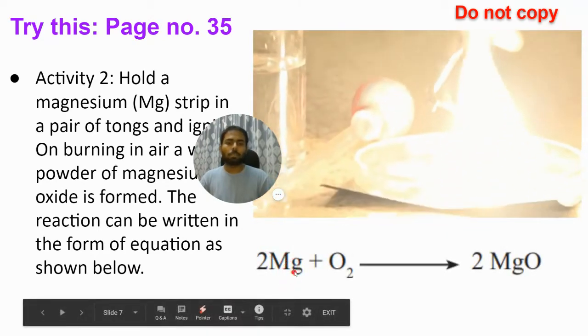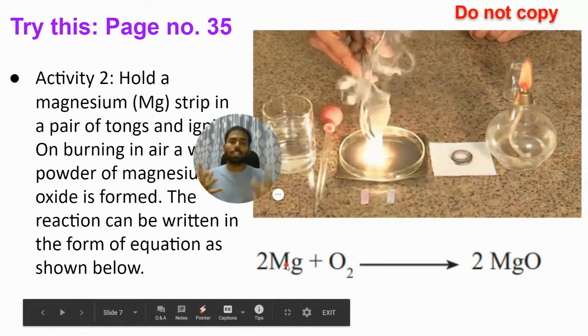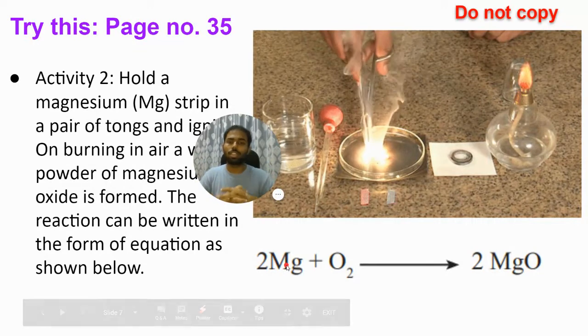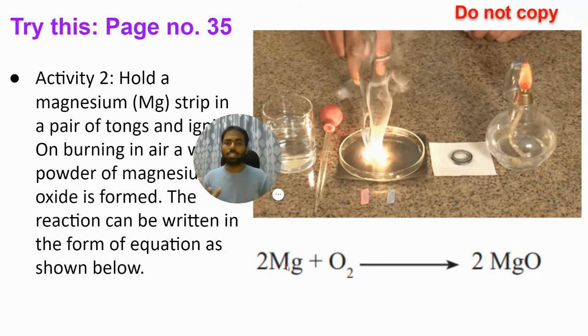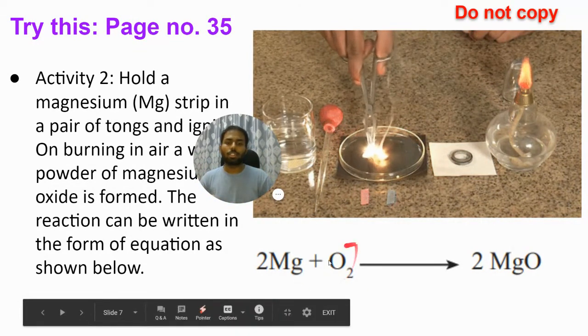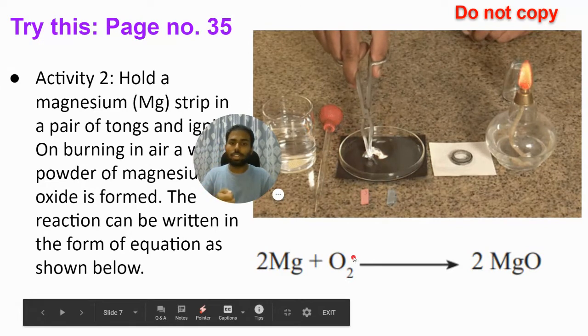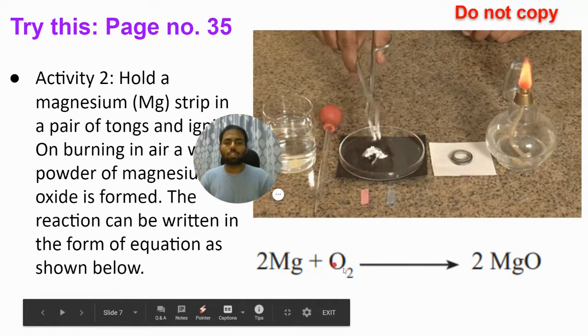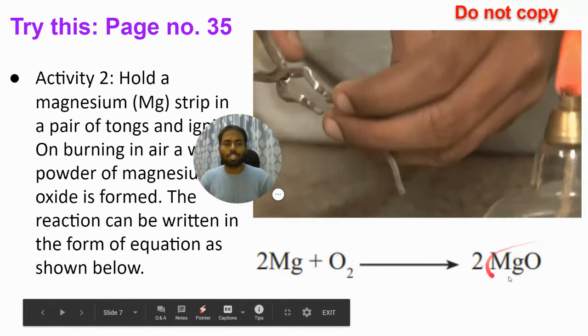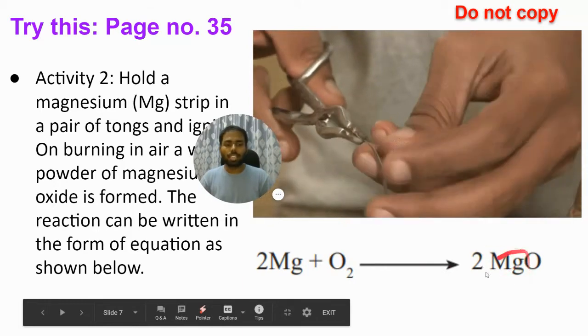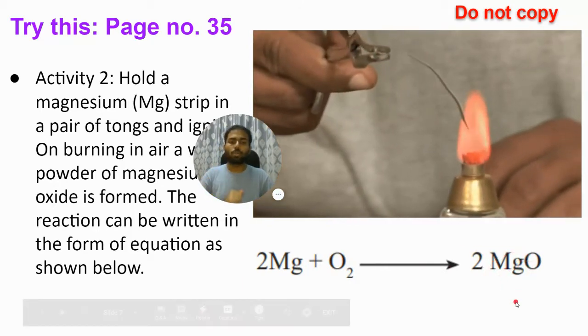So the magnesium strip, when we burn it in air, is combining with the oxygen in the air. Okay, our atmosphere has oxygen, and it starts reacting with it when you start burning it. So magnesium plus oxygen gives you magnesium oxide. Its color is white, that is why at the end we see a white color powder.